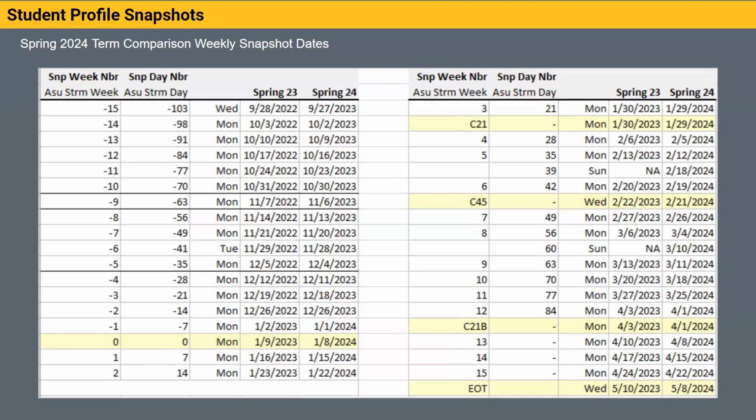It'd be nice if we could just take snapshots for weeks after that, but we had to cut it off somewhere. So in the snapshot tables, there are these fields. They're called ASU S-term week and ASU S-term day. And that's what I'm showing here. So each one has a record that it matches to automatically.